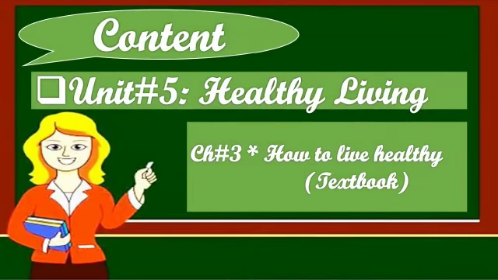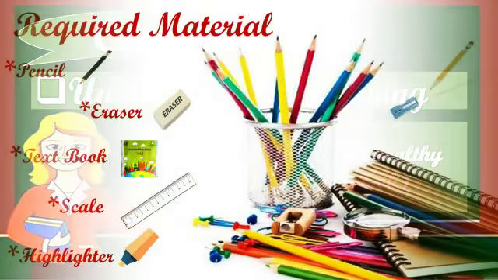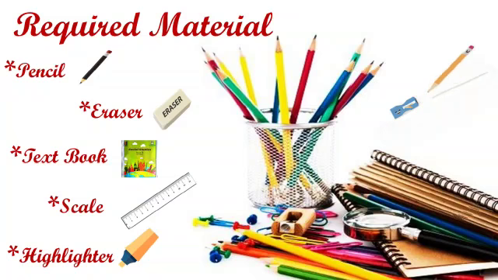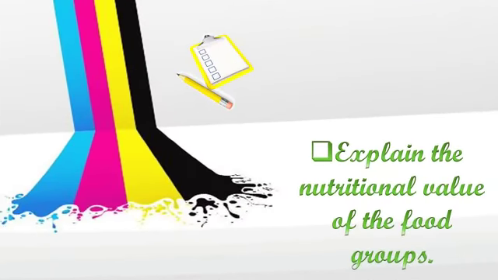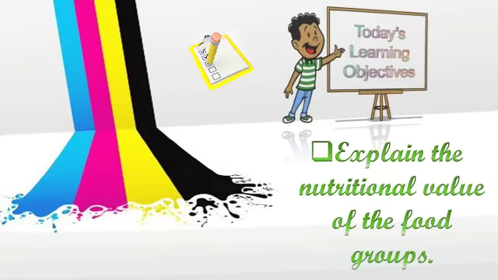This is the content page of our today's lesson. Today we will do chapter number 3, How to Live Healthy of unit number 5, Healthy Living. Material required for our today's lesson is pencil, eraser, social studies textbook, scale and highlighter. Learning objective of our today's lesson is, students, by the end of this lesson you will be able to explain the nutritional value of the food groups.